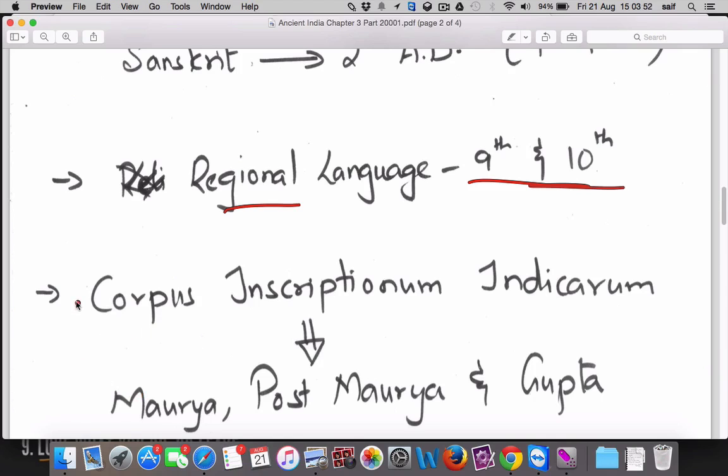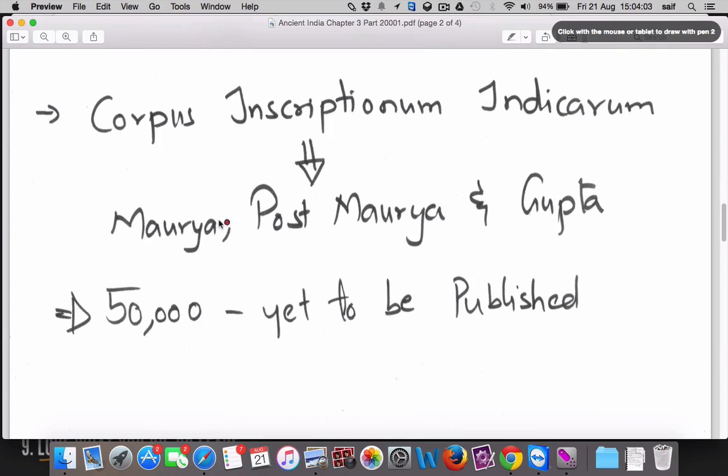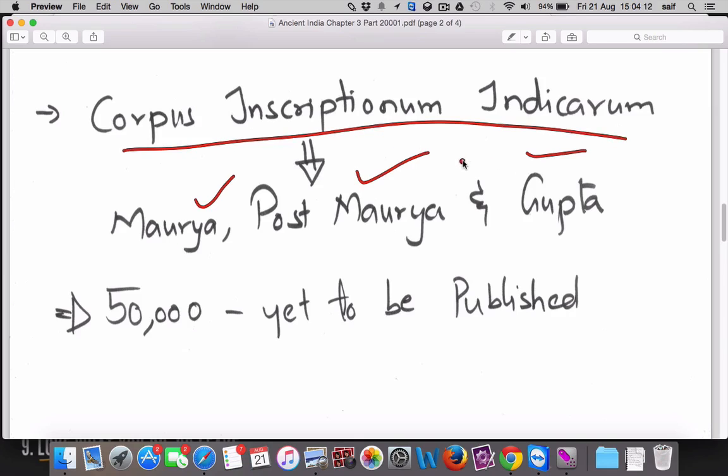Corpus Inscriptionum Indicarum is a book. In this one, you can see a large number of inscriptions from the Maurya, post-Maurya, and Gupta periods. You can find almost all the inscriptions in this book. As I said, till now some inscriptions have been deciphered, but more than 50,000 inscriptions are yet to be released, as they wait for publication.